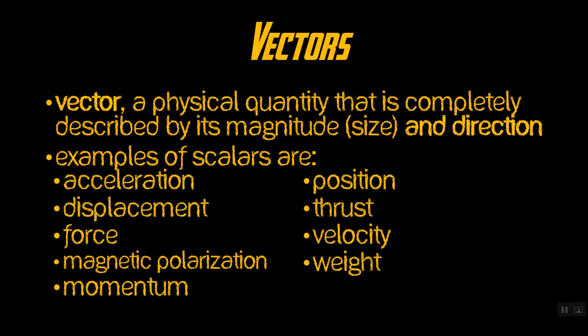Vectors are physical quantities that are completely described by their magnitude and their direction. So vector quantities are acceleration, displacement, force, magnetic polarization, momentum, position, thrust, velocity, and weight. Now, weight and thrust are both forces, so they fall under the force category. Position and displacement also go very close together.